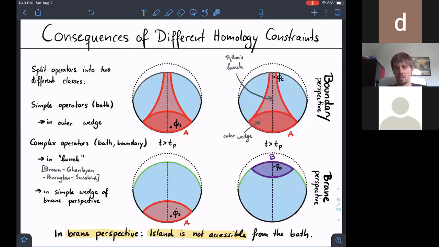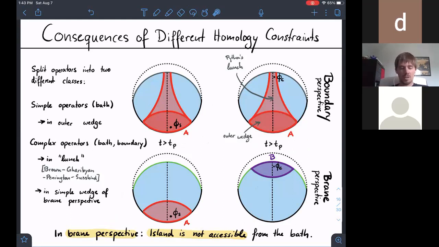Okay, so this has some consequences for all sorts of different things. Let me go through a few of them. The first thing is maybe discussing how we can reconstruct operators. And in order to do this, it's useful to split operators into two different classes. One class we will call simple operators, the other class we will call complex operators.